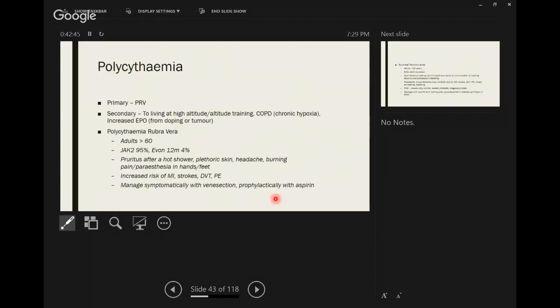The classic symptom is pruritus, so itching after a hot shower. You can get plethoric skin, headache, burning pain, paresthesia in hands or feet. There's an increased thrombotic risk, so you get an increased risk of MI, strokes, DVT, and you can manage symptomatically with venesection, and you use aspirin prophylactically because of that increased thrombotic risk.